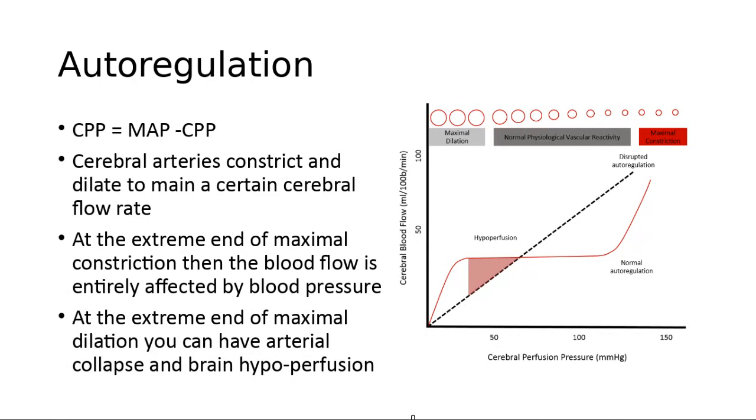At the extreme ends of arteriolar constriction and dilation, there are some concerning changes. At the extreme end of maximal constriction, blood flow is no longer able to be regulated, and so brain perfusion will be entirely affected by blood pressure. And at the extreme end of maximal dilation, you have arteriolar collapse and brain hypoperfusion. We can commonly see that with hemorrhagic shock, agitation, and altered level of consciousness in stage 3 to 4 shock.